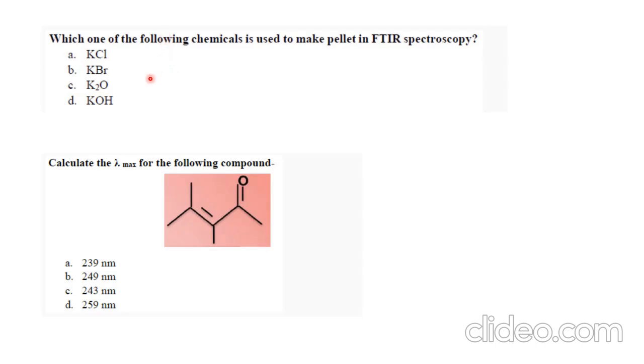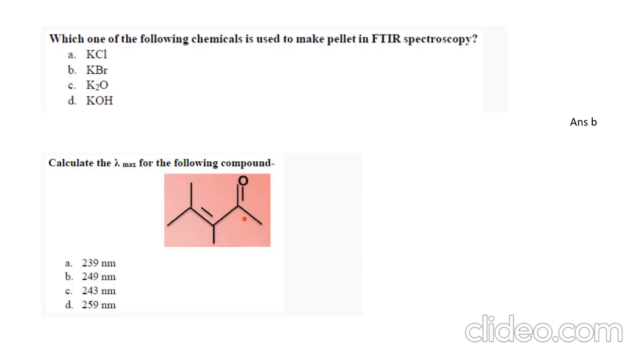KBr, exactly. It does not absorb any IR, so that's why we use KBr. Then, to calculate the lambda max for the following element, can anyone tell me how to calculate the lambda max? This was from the previous week. First of all, ma'am, we will have to take the base value, and then the substituents attached to it at alpha or beta positions, and the dienes as well.